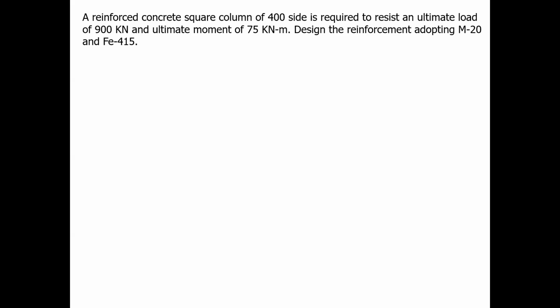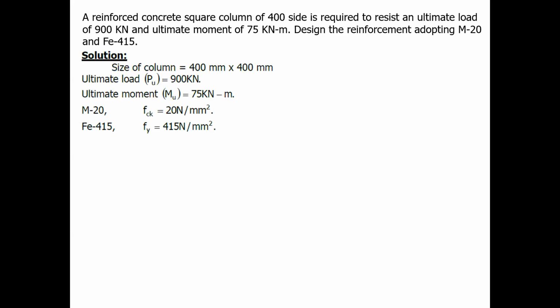Okay, so take down the given data. Size of column 400 mm into 400 mm, ultimate load 900 kilonewton, ultimate moment 75 kilonewton meter, fck 20 Newton per mm square, fy 415 Newton per mm square. Finished? Yes, sir.